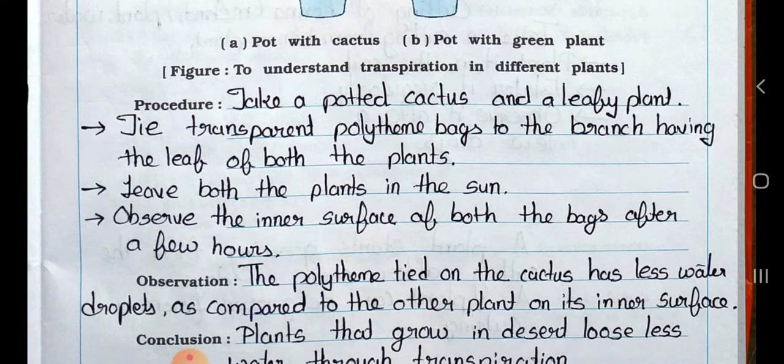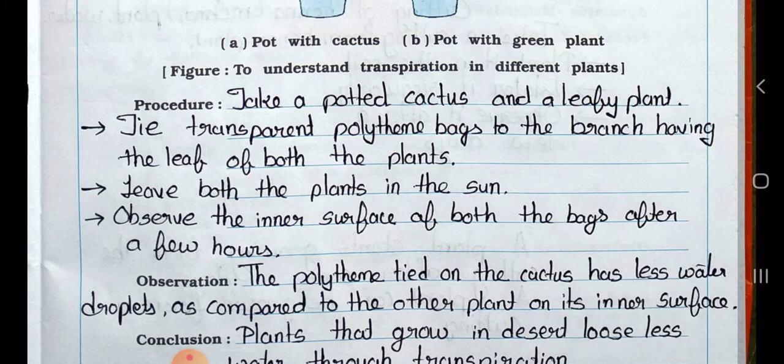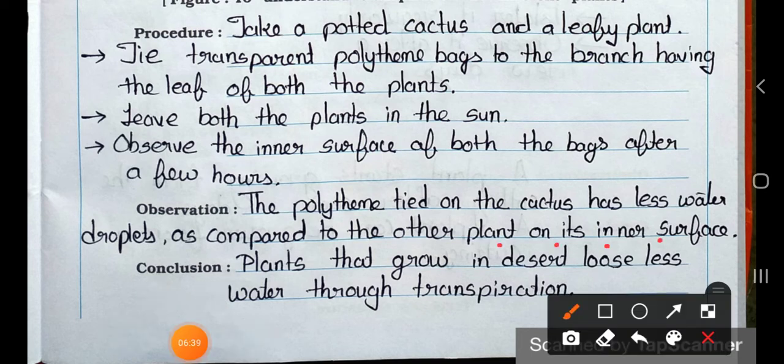Procedure: take a potted cactus and a leafy plant. Tie transparent polythene bags to the branch having the leaf of both the plants. Leave both the plants in the sun. Observe the inner surface of both the bags after a few hours. Observation: the polythene tied on the cactus has fewer water droplets as compared to the other plant on its inner surface. Conclusion: plants that grow in desert lose less water through transpiration.